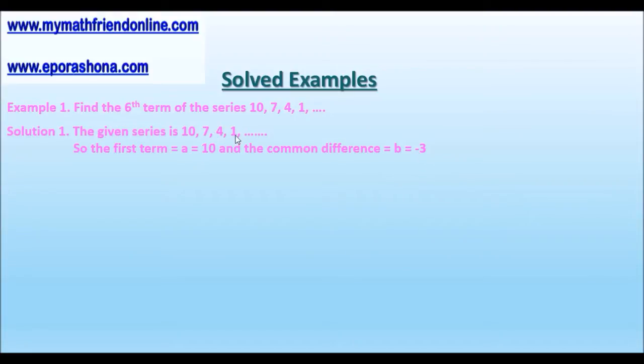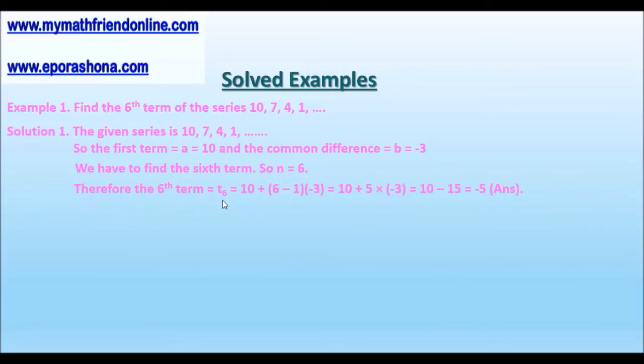So since the difference between any two consecutive terms is a constant, we can say that this series is in AP. And since this series is in AP, we can apply the formula that we have found just now. Now we have to find the sixth term. So it will be T6. And T6 means n is equal to 6.